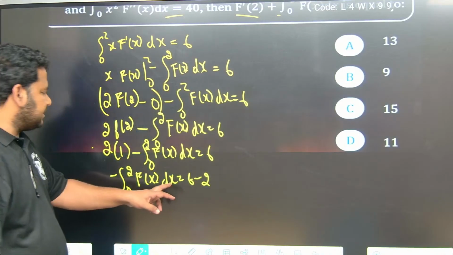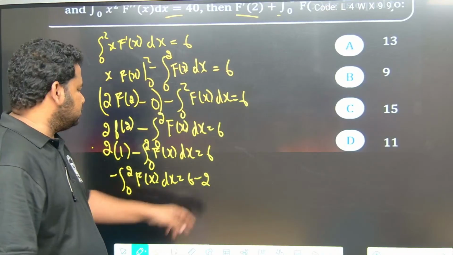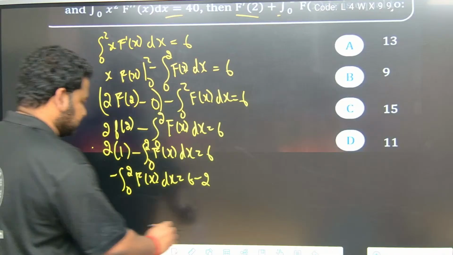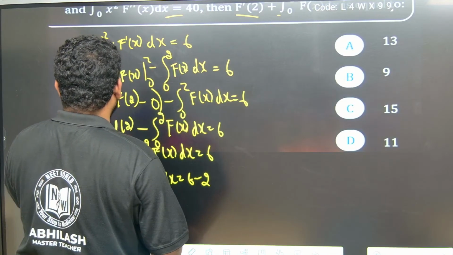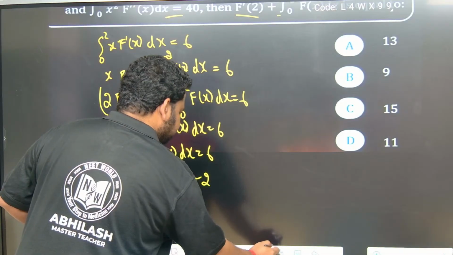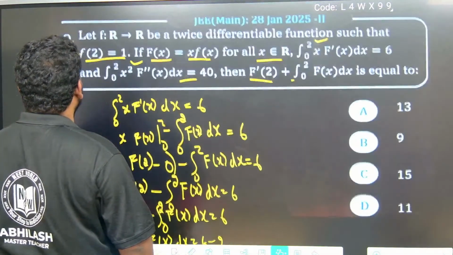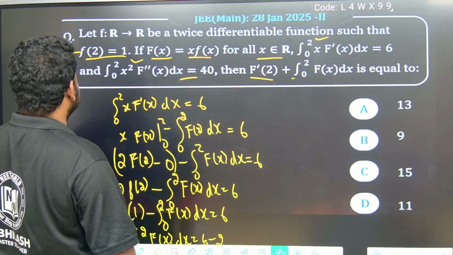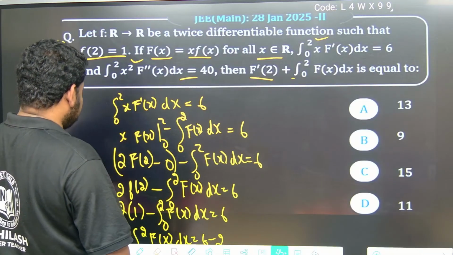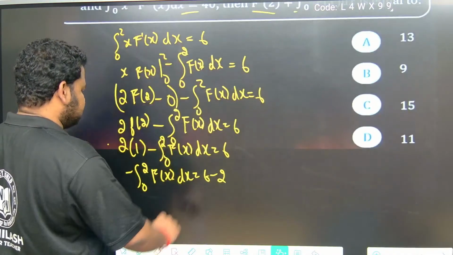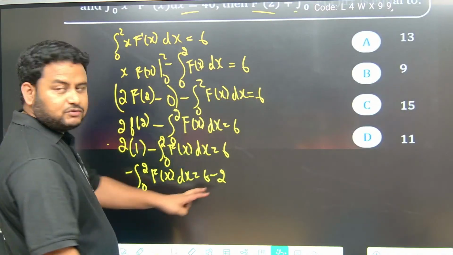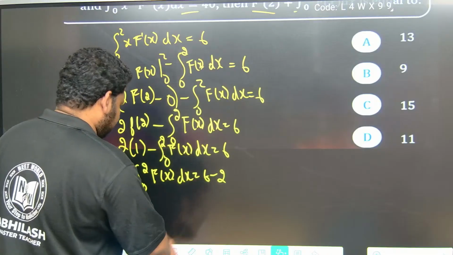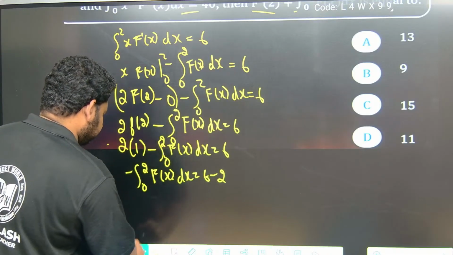I will get it equal to 6 minus 2. Let me check. This will be 2 times f of 2, and f of 2 is equal to 1. So this will become 6 minus 2, which is equal to 4.